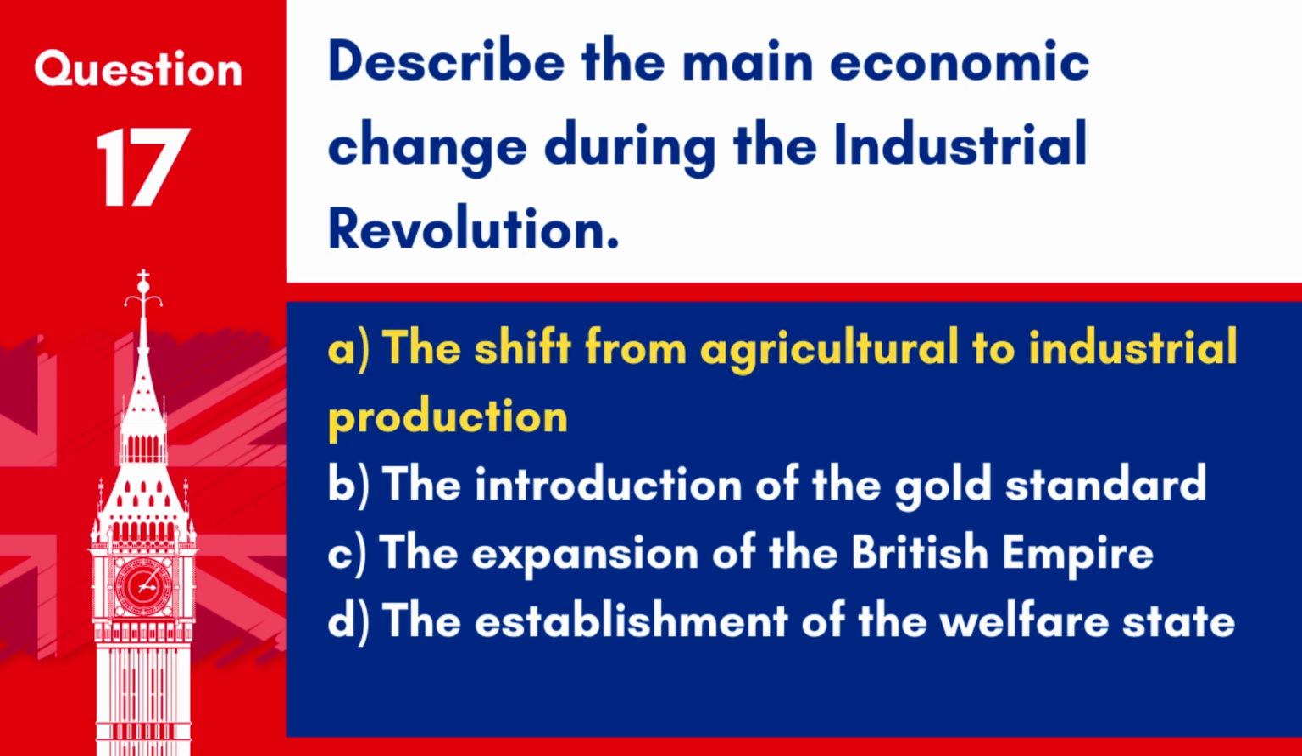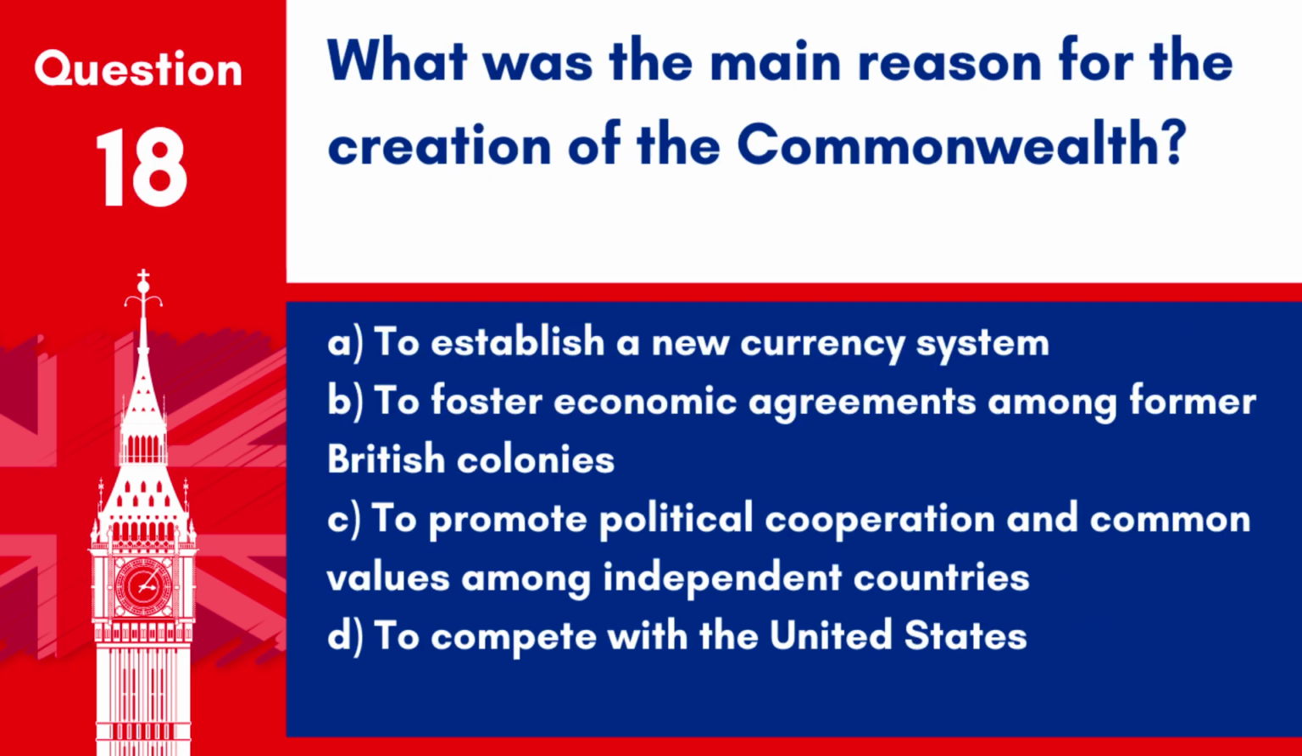Answer: A. The shift from agricultural to industrial production. The Industrial Revolution marked a significant economic shift from traditional agriculture to large-scale industrial production, beginning in the late 18th century. Question 18. What was the main reason for the creation of the Commonwealth?